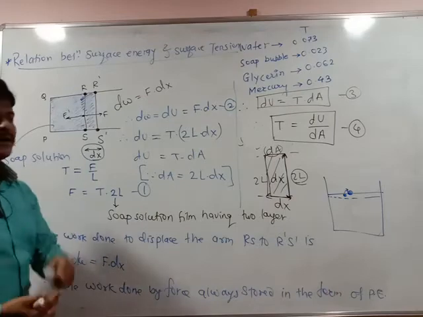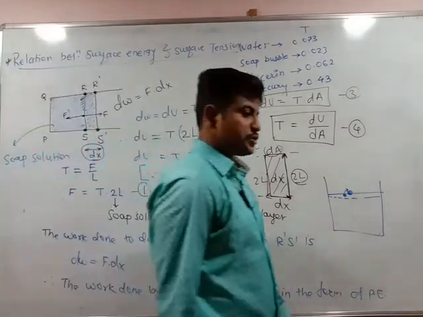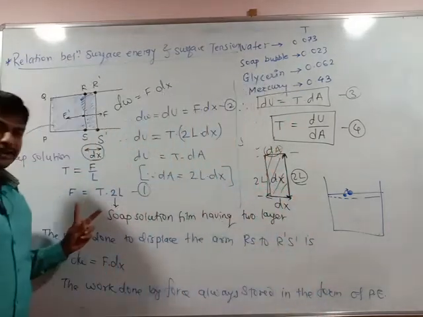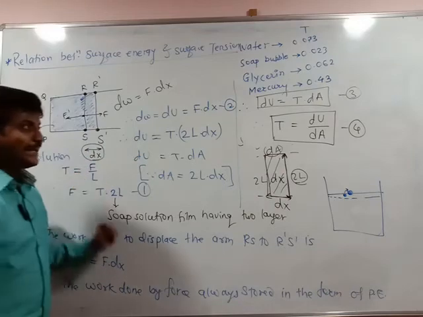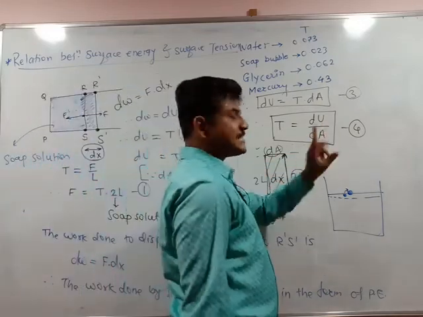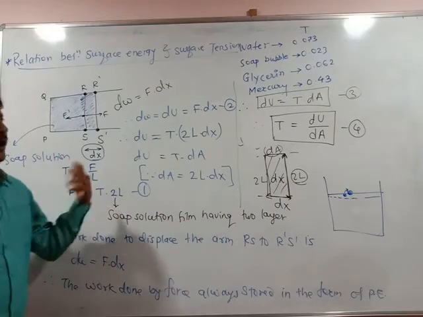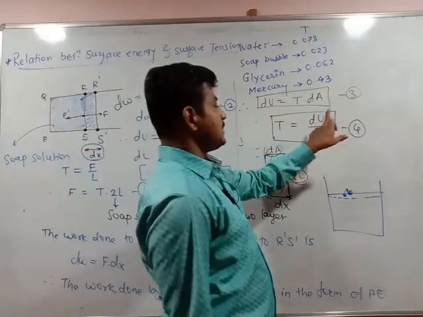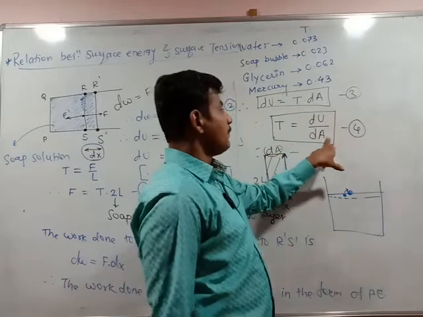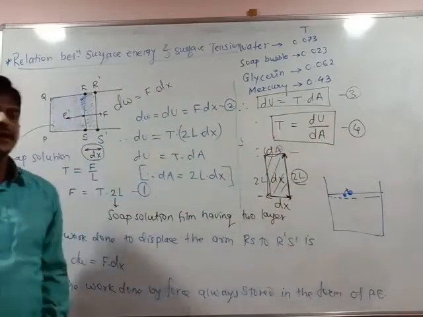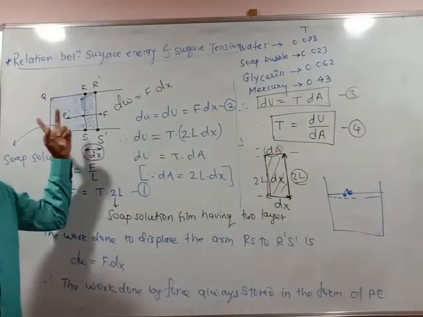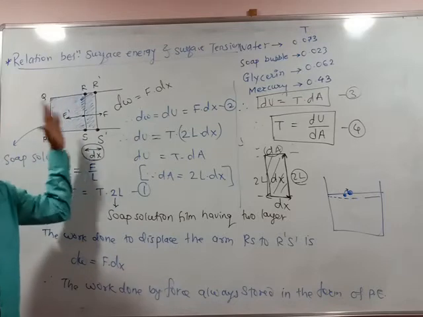Now we are having the two definitions for the surface tension. That is a force acting per unit length, and potential energy per unit area. Force acting per unit length is also called as surface tension, or potential energy, or I can say it is the surface energy per unit area is also said to be a surface tension of that soap layer.